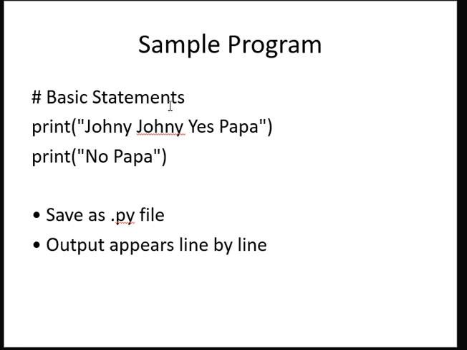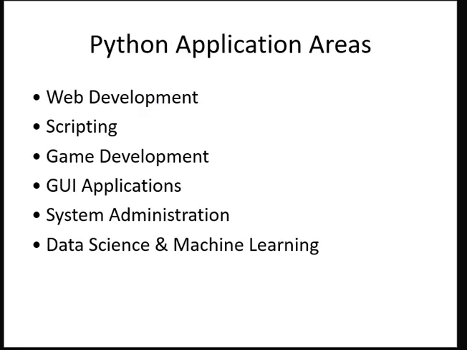Now a sample example of basic statements: you can write print Johnny Johnny yes papa, print no papa. So you will get Johnny Johnny yes papa, no papa. These will be the outputs. You have to save the file using extension py, and output appears line by line. So the output of the first line, then the output of the second line, is going to display this way.